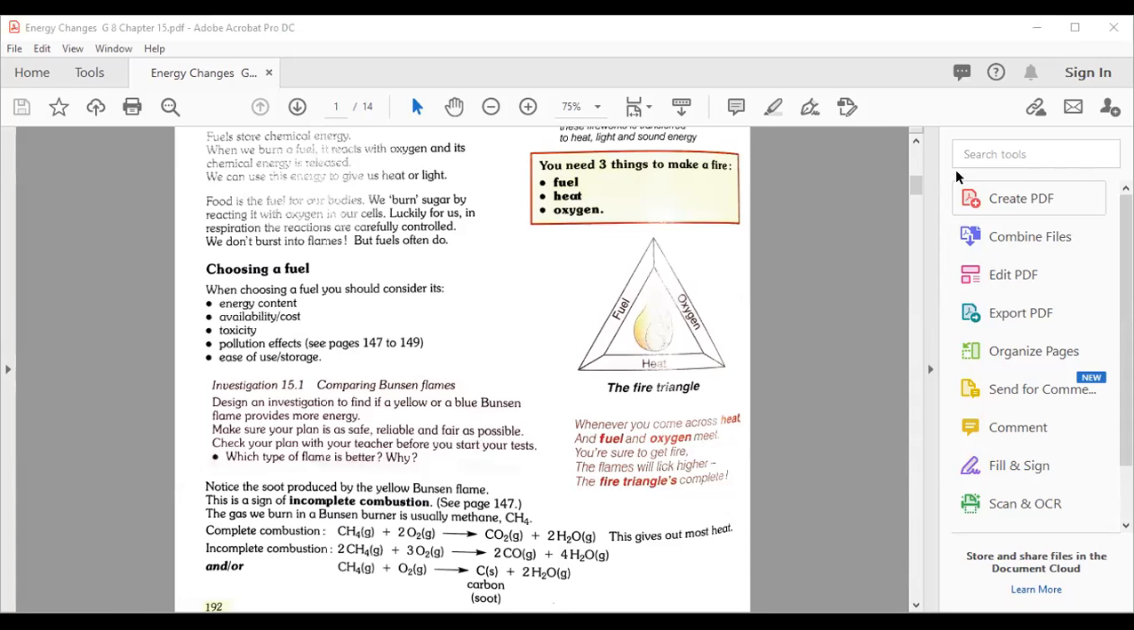Okay, that's it. Now we start an investigation. Here we are just going to perform a simple experiment that I will also show. So let's see this one. Number 1, comparing Bunsen burner flames. What is a Bunsen burner? Inshallah, I will show you. First, let me read all of this, then I will show you this Bunsen burner.